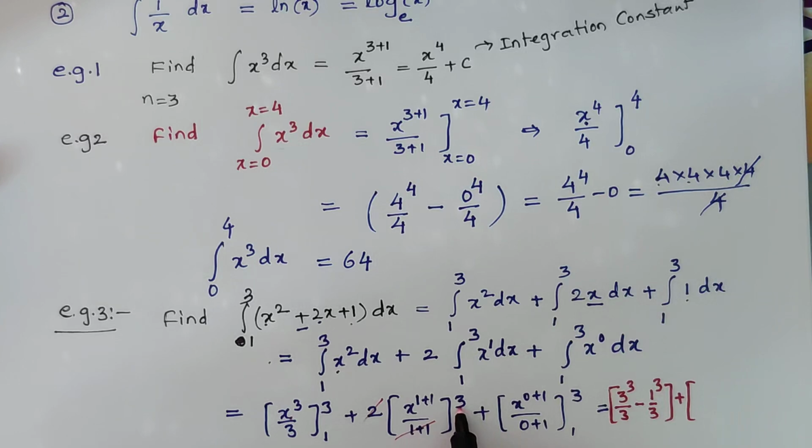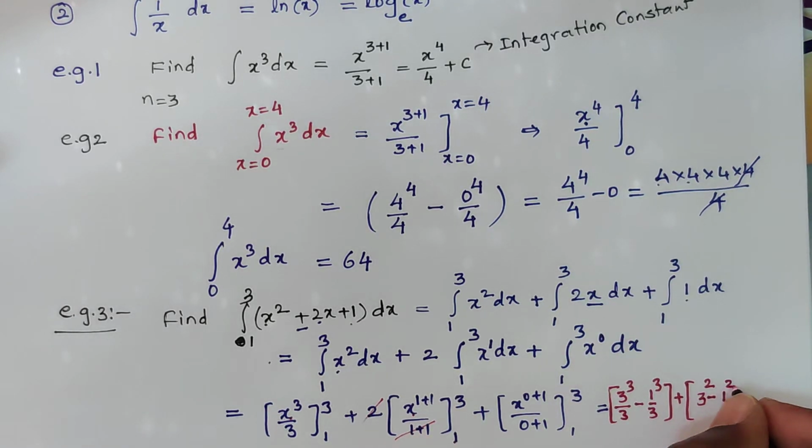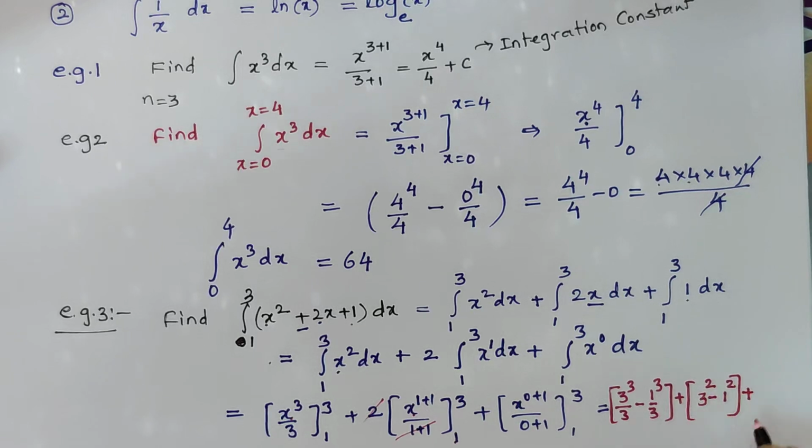Substitute upper limit first. Wherever x is there, just keep the upper limit. So x square, that is 3 square, minus in the place of x, just substitute the lower limit, that is 1 square. 3 square minus 1 square, plus x to the power of 1 by 1 means x. Substitute upper limit first. What is the upper limit? In the place of x, just keep 3. x to the power of 1 by 1 is nothing but x. So in the place of x, first upper limit 3 minus lower limit 1.